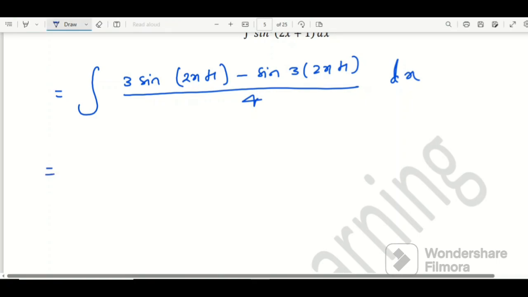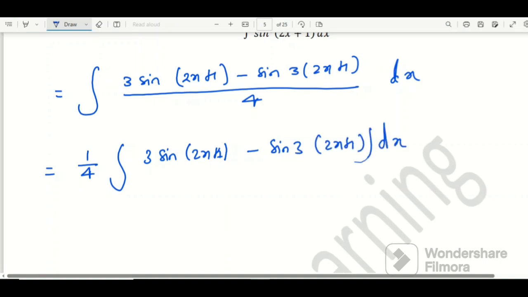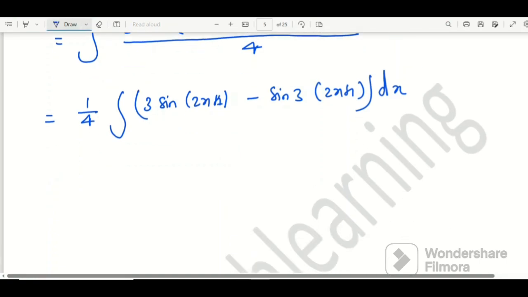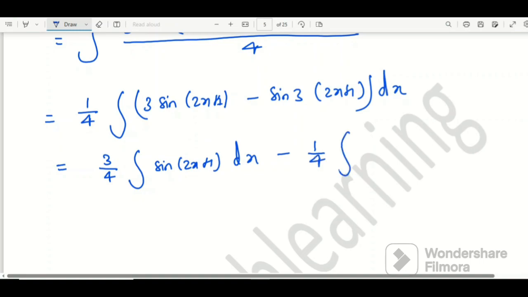So now we can separate. I am sending 1 by 4 outside at first. So we'll be left with 3 sine(2x plus 1) minus sine 3 into (2x plus 1) dx. Now I can separate them into two integrals: 3 upon 4 integration of sine(2x plus 1) dx minus 1 upon 4 integration of sine(6x plus 3) dx.